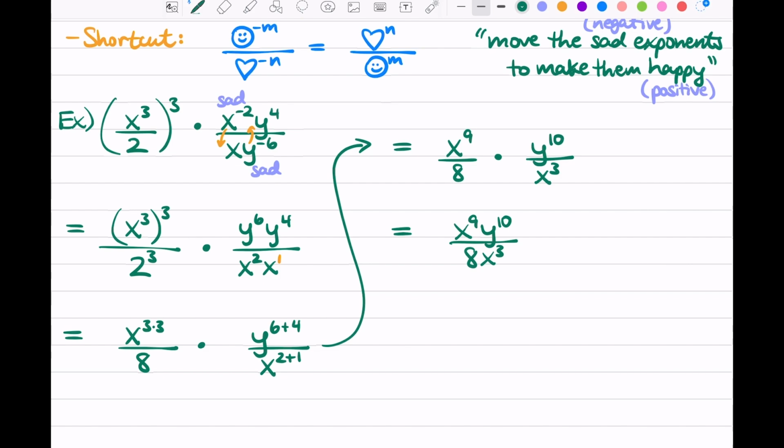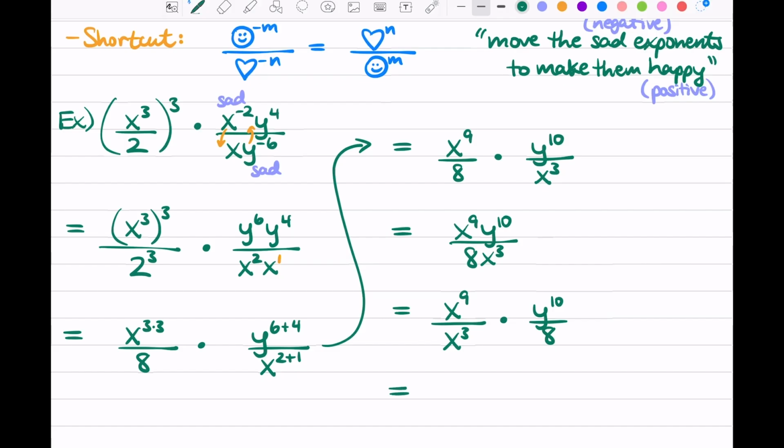Now we have some x's on top and some x's on bottom. Is there anything we can do with that? Well, we can actually rewrite this fraction, grouping our x's together. So we can write this as x to the 9th divided by x to the third times y to the 10th over 8. If we multiplied these two fractions, we would get back to the line above. We wrote it in this new way to see that we can simplify our x's.